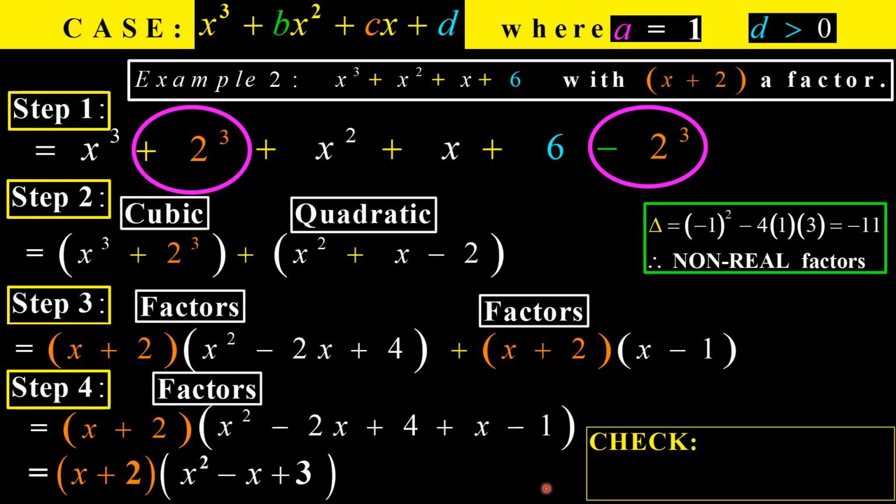Let's check the value. So there I would have 1 plus 1 plus 1 plus 6, which gives me a 9. And my factors there are 1 plus 2 and 1 subtract 1 plus 3, which also gives me 9.